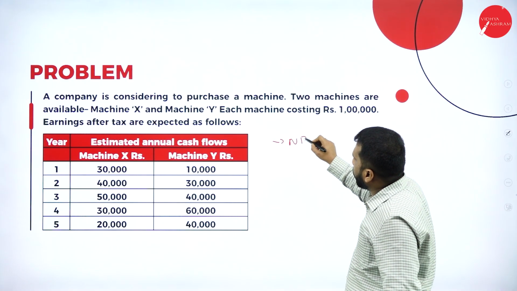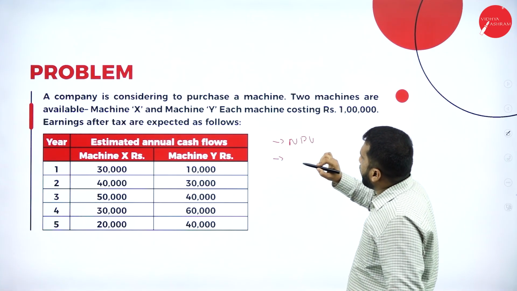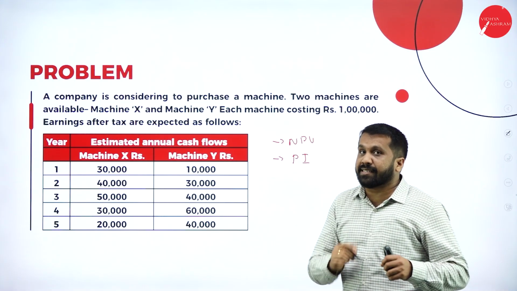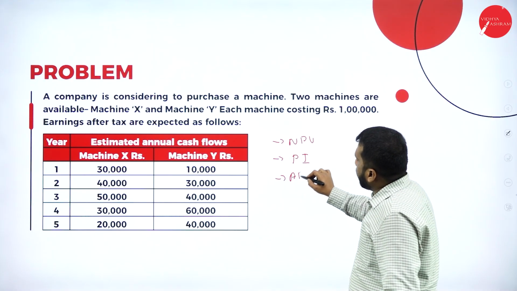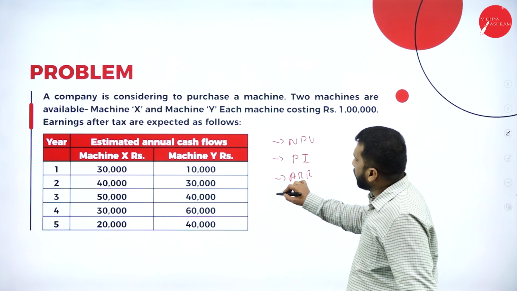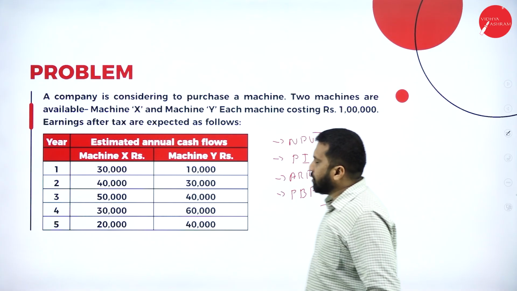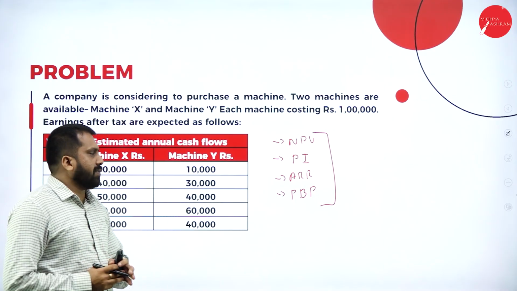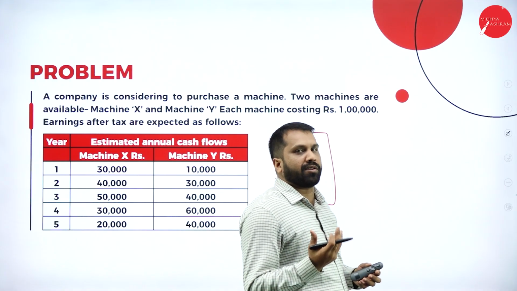You're supposed to find out NPV, net present value. The second one will be your PI, profitability index. The third one will be your accounting rate of return or average rate of return. And the last one is payback period. These are the 4 things you are supposed to find out in your examination. If it is a 15-mark problem, they will ask you all 4. If it is only a 5 or 10-mark problem, it will be a smaller topic.